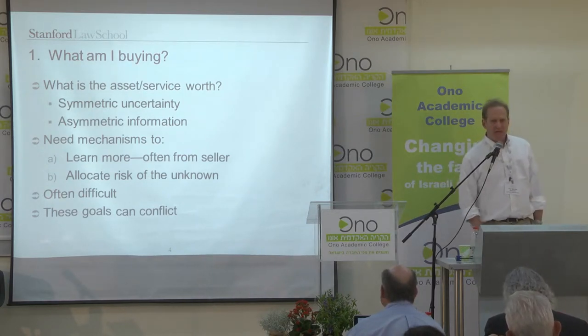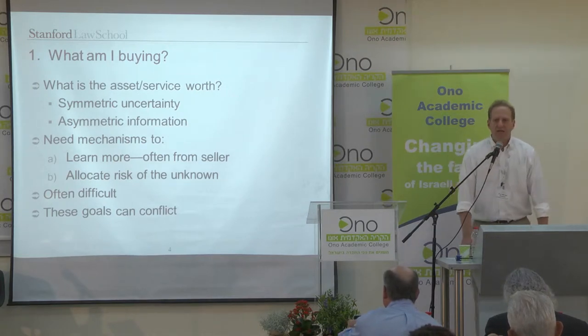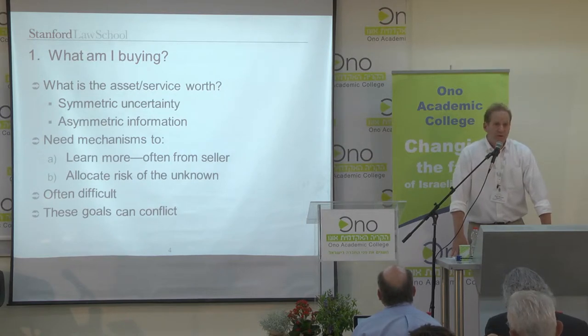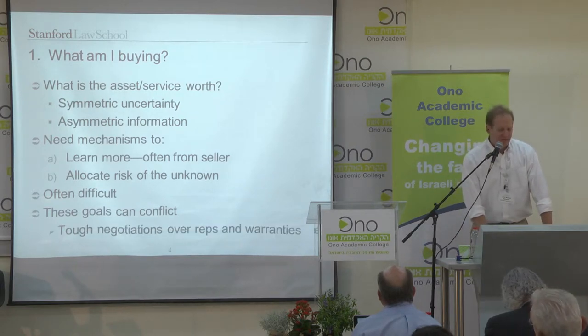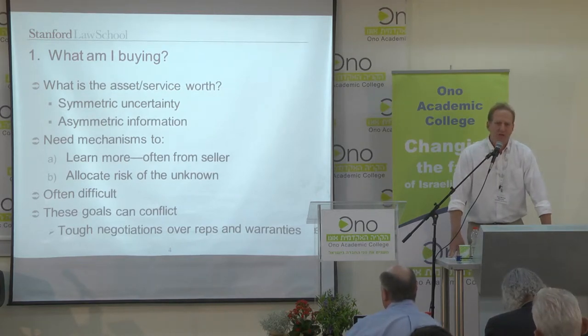If I'm going to get that information from you, there's a conflict, because we have to do two things at once. You have to convince me, or warrant to me, what something is worth, and we have to allocate the cost of the unknown. That conflict is reflected in the difficult negotiations that occur over representations and warranties. Think about this. I'm a buyer, you're a seller.